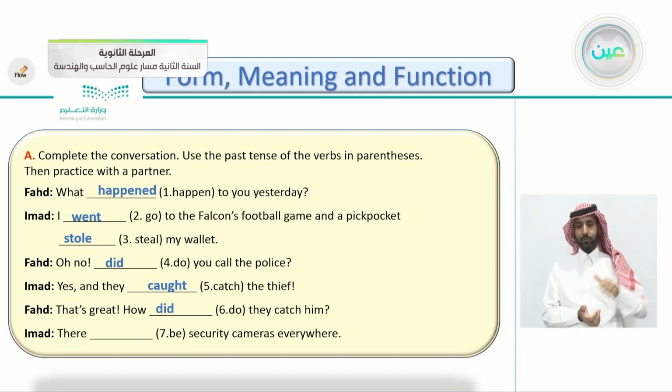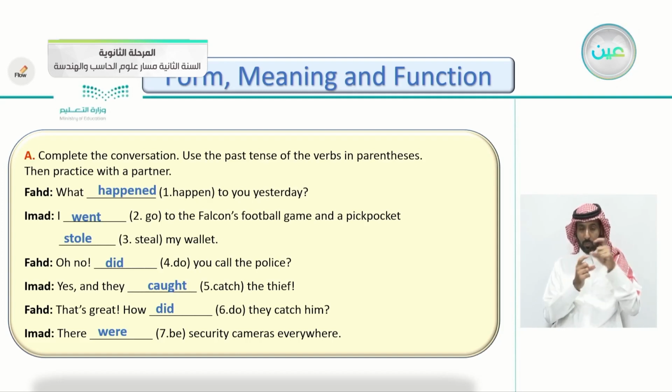Imad, there be security cameras everywhere. The verb be. Yes, there were security cameras, plural cameras. That's why we chose were instead of was, because of the plural here, cameras. There were security cameras everywhere. If there was just one camera, we would say there was. But because there are many cameras in plural, we said there were.